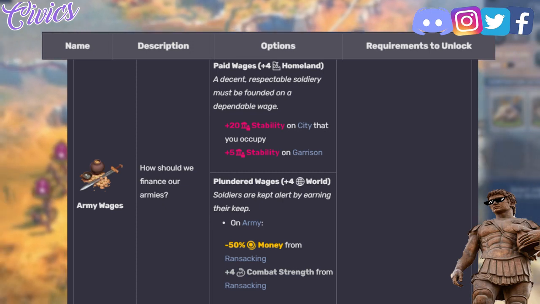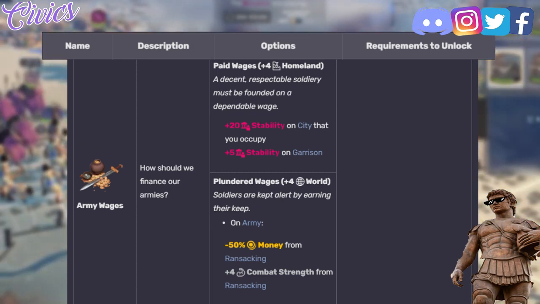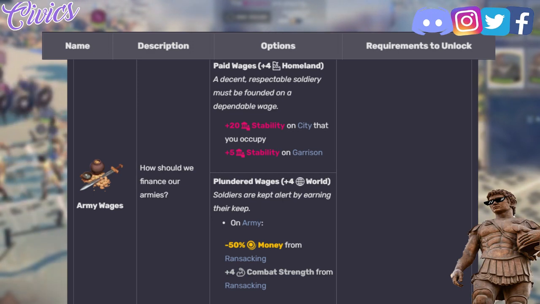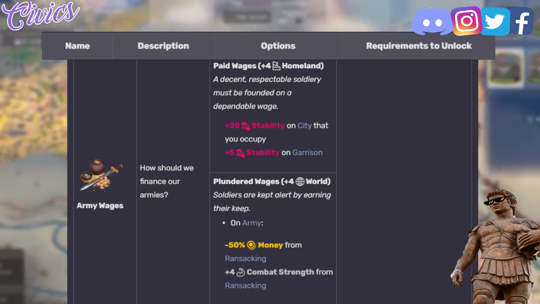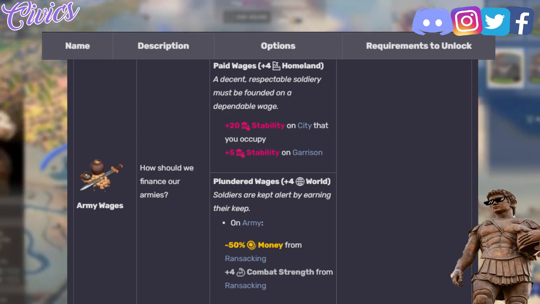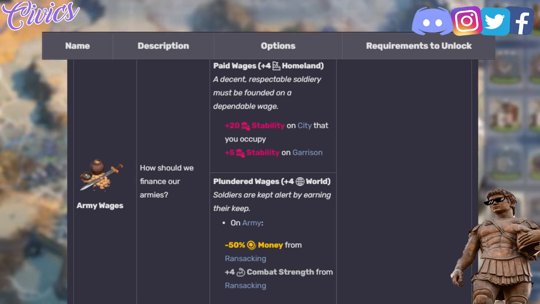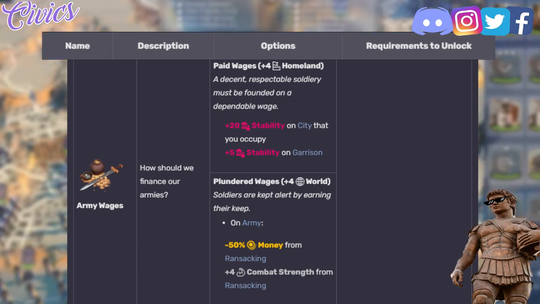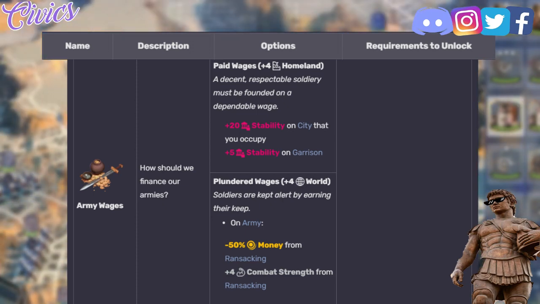Army wages. How should we finance our armies? Option A, paid wages, +4 homeland. A decent respectable soldiery must be founded on a dependable wage. Receive +20 stability on city that you occupy and +5 stability on garrison. Option B, plundered wages, +4 world. Soldiers are kept alert by earning their keep. On army receive -50% money from ransacking and +4 combat strength from ransacking.